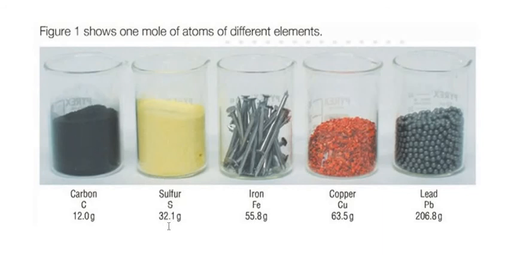In the same way, this is 32.1 grams of sulfur. This is the mass of 1 mole. If you count the number of atoms of sulfur here, there are Avogadro's number of atoms. 32.1 AMU is the mass of 1 sulfur atom, but one atom cannot be seen. The same here. This is the mass of 1 mole, 55.8 grams, containing Avogadro's number, a greater number of atoms of iron.